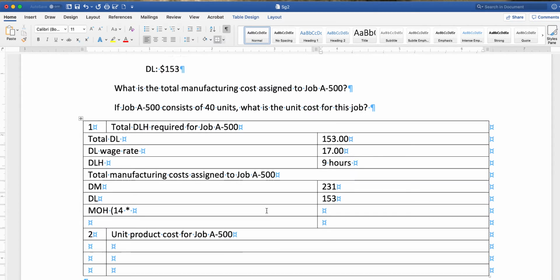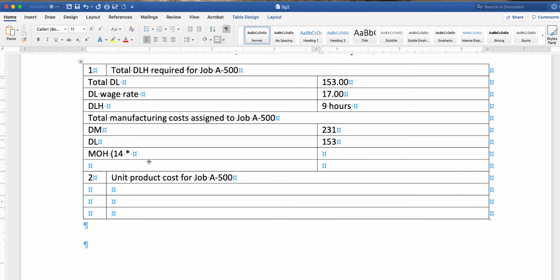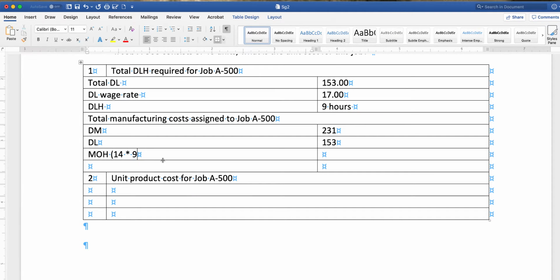So let me scroll down a little bit more. Since I already know that the direct labor hours incurred are 9, I can multiply that by the predetermined overhead rate of $14. I get $126. What's my total manufacturing cost? Well, that's easy. Total manufacturing cost is direct material plus direct labor plus manufacturing overhead. 231 plus 153 plus 126 should give me $510.